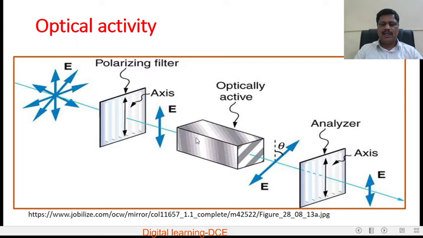When this plane polarized light is passed through optically active substances, in the emergent light the plane of vibration is rotated through a certain angle. The phenomenon of rotation of the plane of vibration or polarization when plane polarized light is passed through certain optically active substances is called optical activity. The rotation of the plane of vibration or polarization can be analyzed using the analyzer.